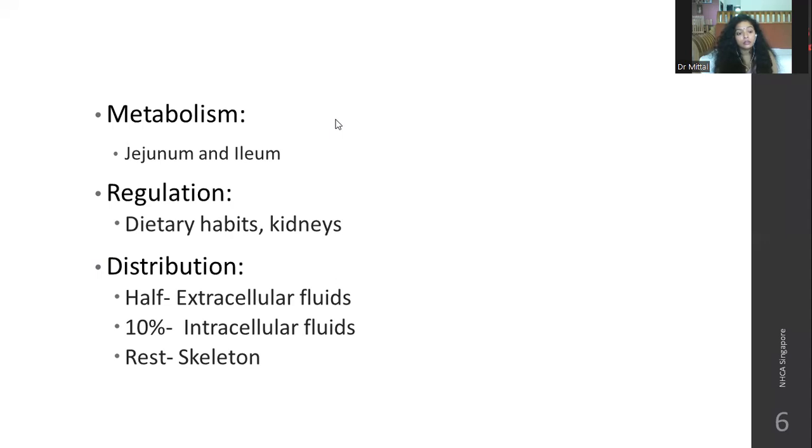So the input of sodium is definitely controlled by your dietary habits. What kind of food you're having? How much salt you're using in your food preparation? And also, do you have too much packaged food, too much salty food, too much pickled items? These things will affect your dietary habits regarding sodium. And if you are able to achieve control over your intake of sodium, definitely it will have a positive impact on your cardiac health as well as renal health.